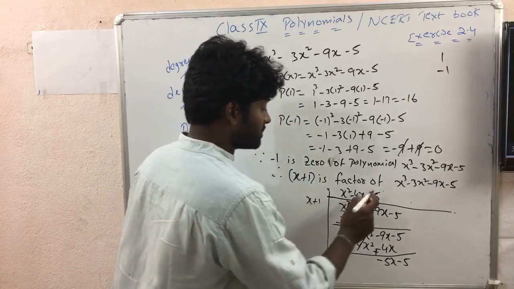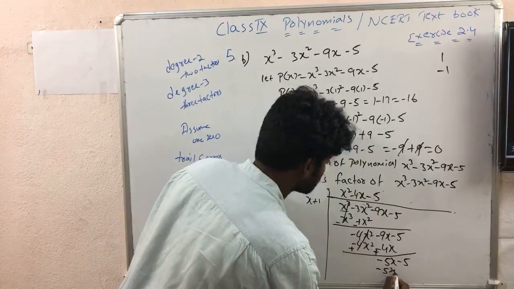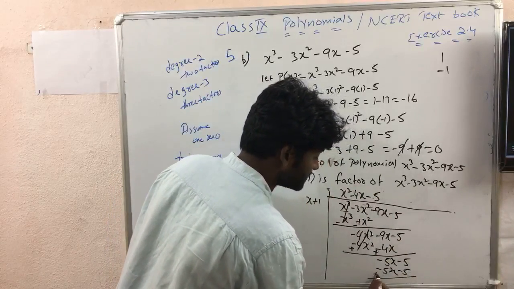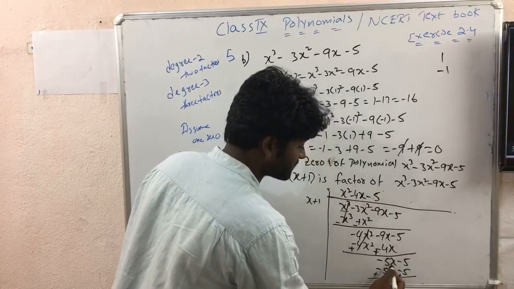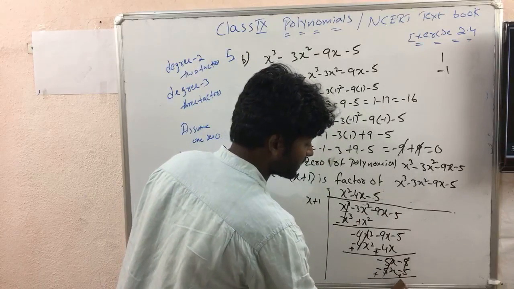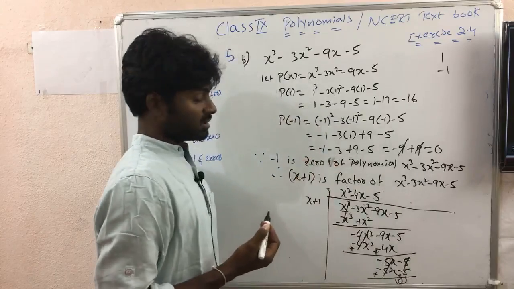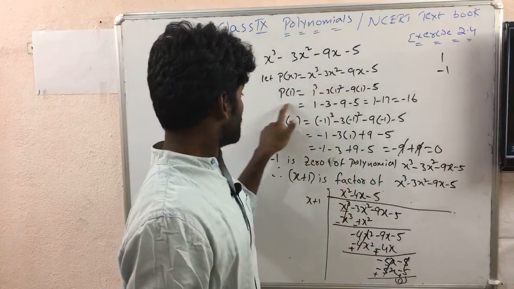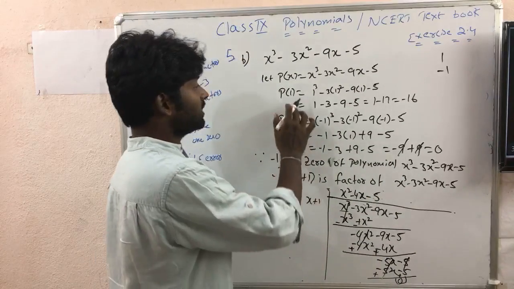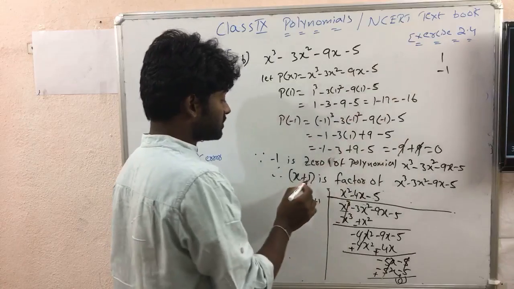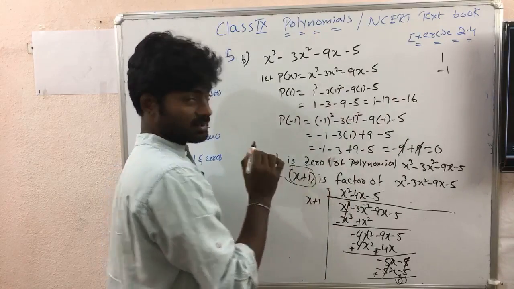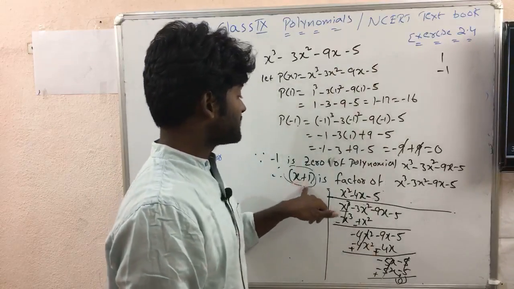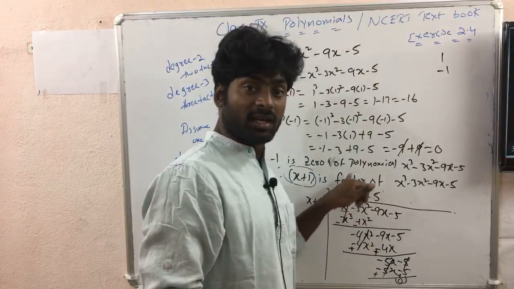Now x into minus 5 is minus 5x, plus 1 into minus 5 is minus 5. Minus 5x plus 5x get cancelled, minus 5 plus 5 get cancelled, and you are left with remainder 0. Moreover, remember this: when you choose a zero, you are verifying the zero by the trial and error method. So definitely this will be the factor, because minus 1 is the 0 of the given polynomial. That means x plus 1 is a factor. We are not checking, it is definitely a factor.